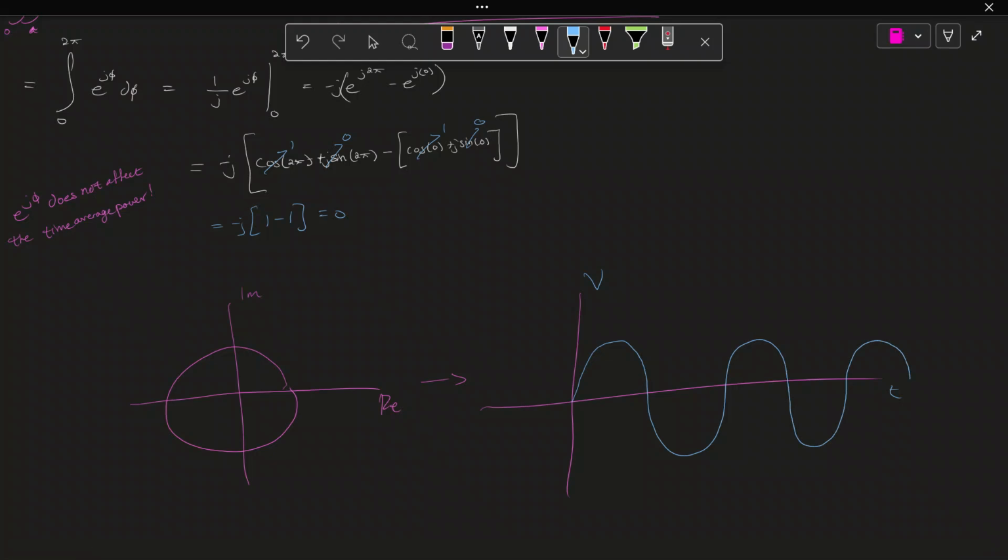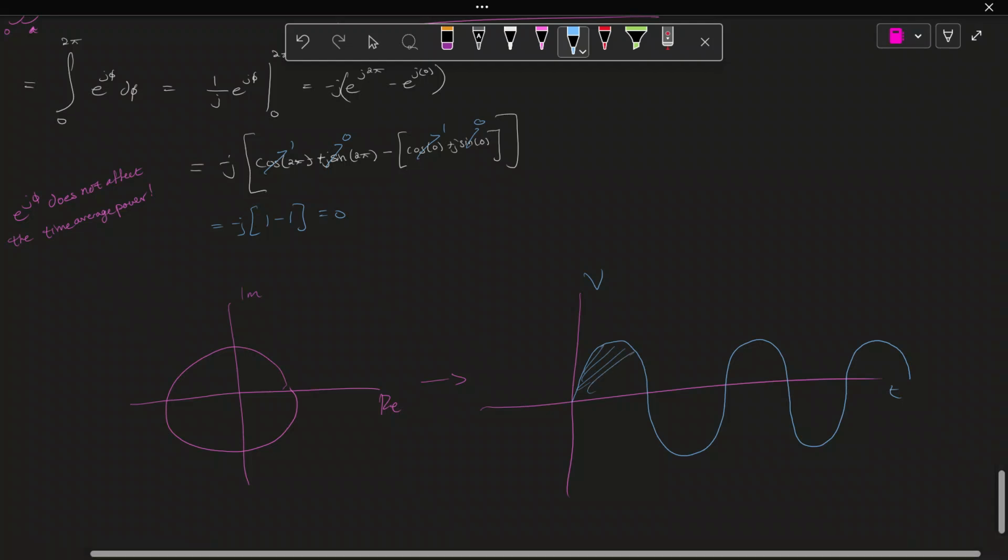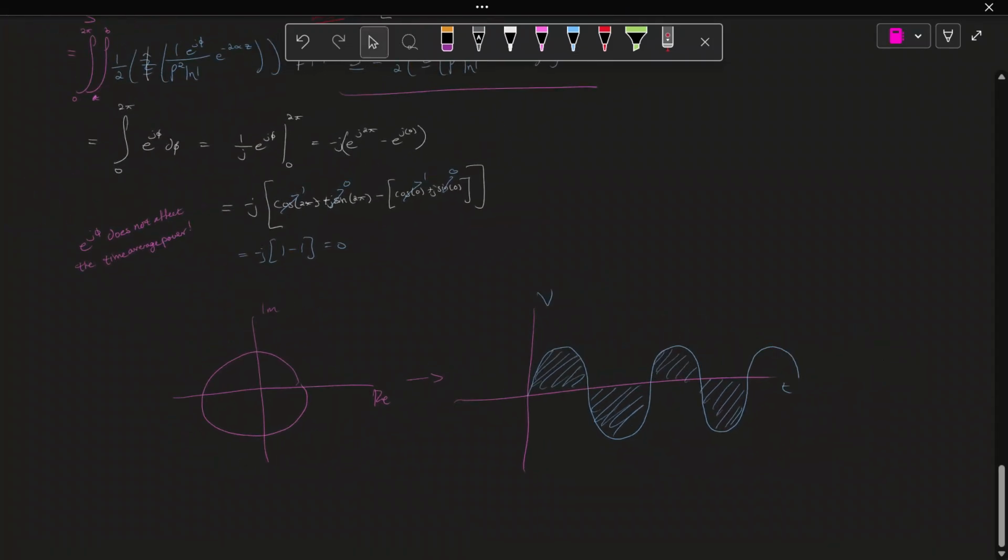What do we know about sine waves? Well, we know the average power is going to be 0, because positive here and negative here, they cancel in your average. That's why we have to take RMS. We're not taking RMS here, we're taking averages. So all this is saying, whenever you take the integral of e to the j phi, is that it does not affect our complex power answers.